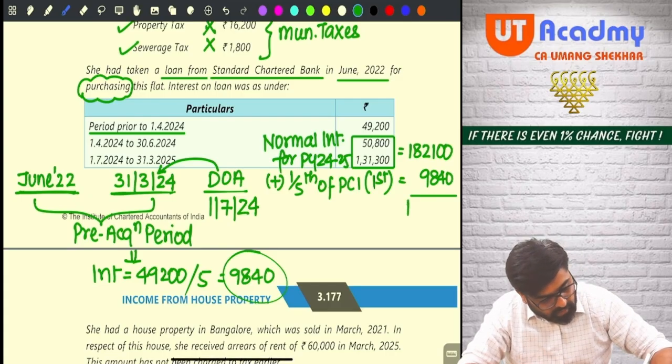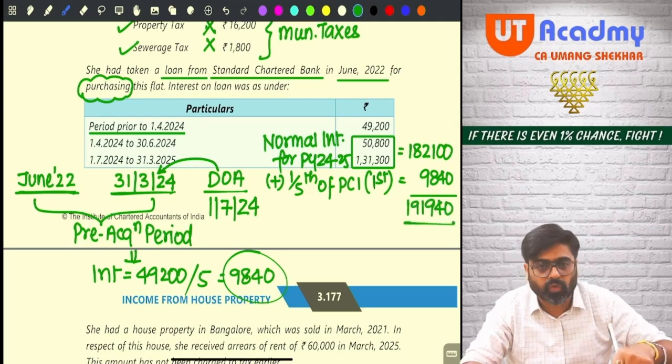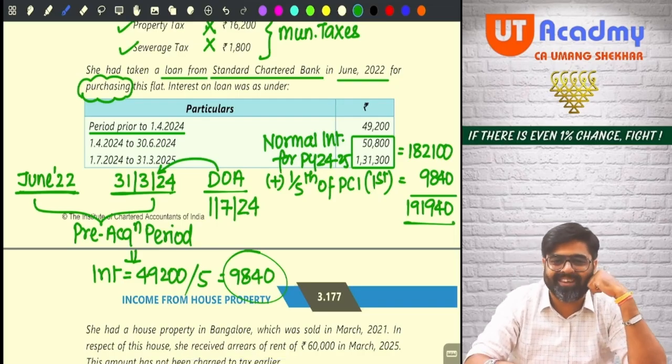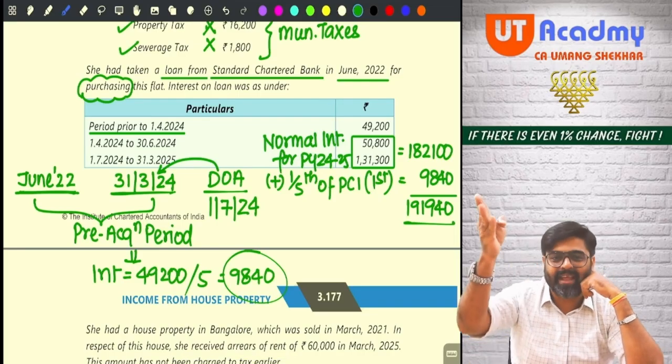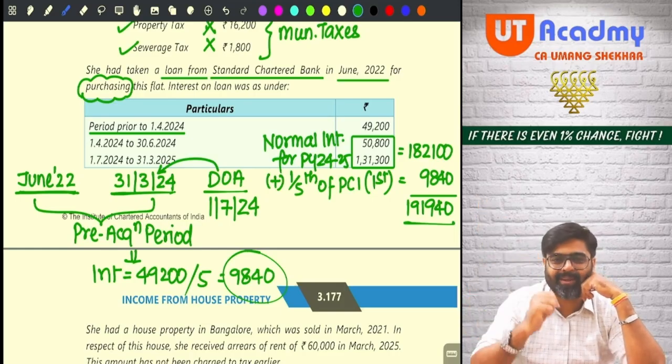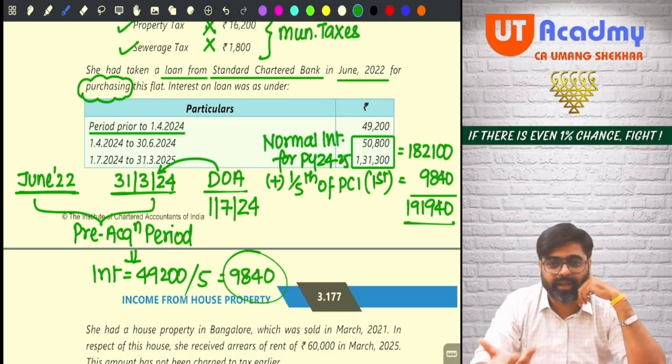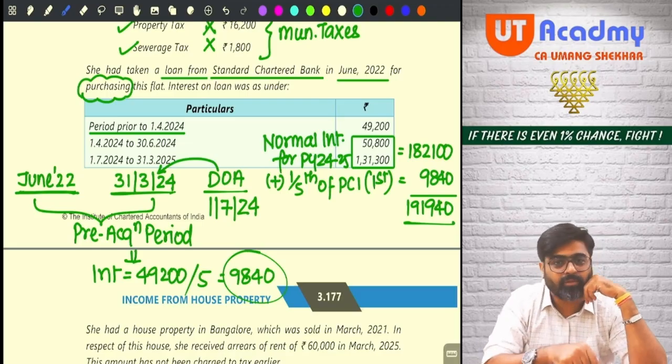You will get 1,91,940. Can I say this is the total interest for this year? Now what is the status of the property this year? Chennai property. This is the interest for Chennai property for this year. And what is the status of Chennai property this year? SOP. So will this be allowed?